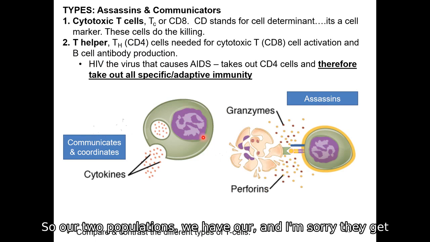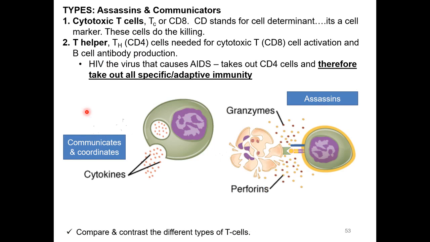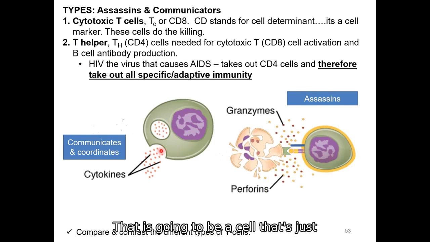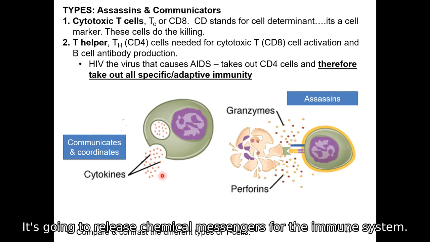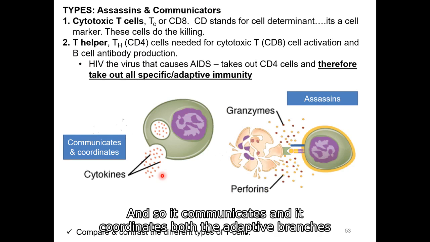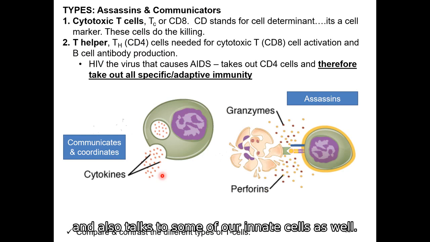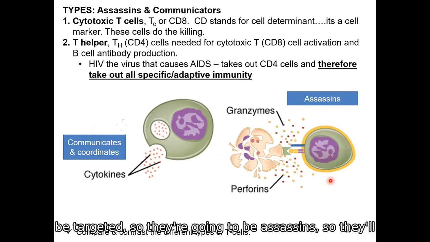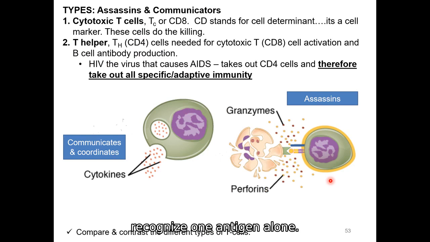So our two populations, and I'm sorry, they get lots of different names. We have our T helper cell, CD4 cell, T lymphocyte. That is going to be a cell that just releases cytokines. It releases chemical messengers for the immune system, and so it communicates and coordinates both the adaptive branches of the immune response and also talks to some of our innate cells as well. These CD8 cells are a lot like the natural killer cells, only they're targeted. So they're going to be assassins. They'll recognize one antigen alone.